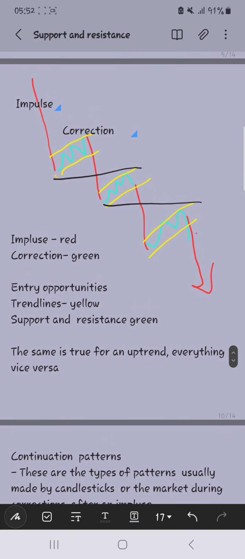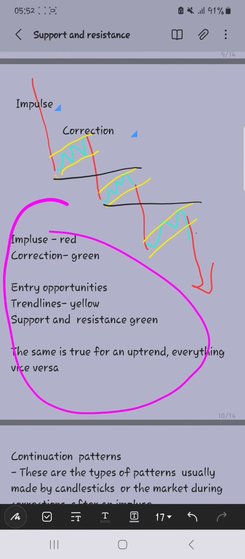So over here, I'm just showing you some notes that you'll be able to use. Like I mentioned, the impulse is in red, and the correction is in what? This green, is this green or is it blue?